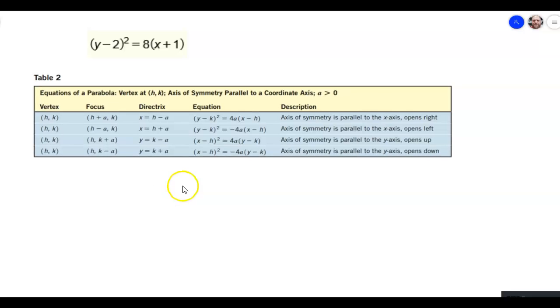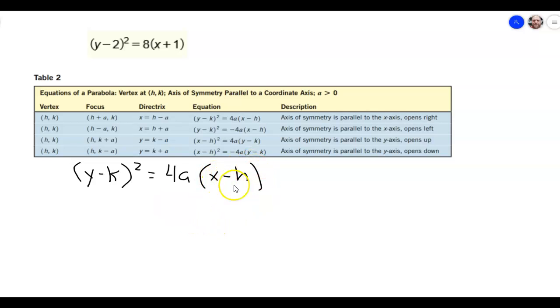All right, let's do this. We have a y being squared, which lets us know this opens left or right. And this value out here is positive, which means it opens to the right. So here's the equation we're going to use. Let me write this down: y minus k, quantity squared, is equal to 4a times x minus h.